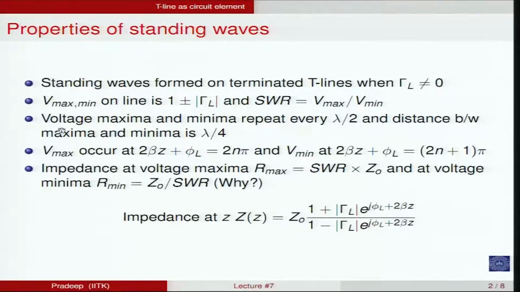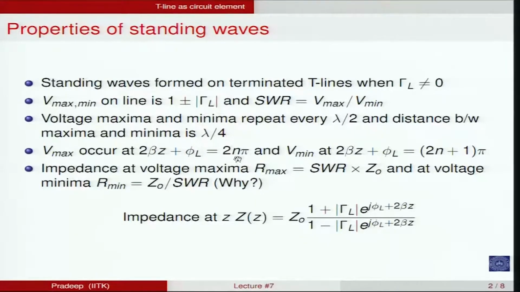We also saw that on a transmission line there are voltage maxima and minima, and these maxima or minima repeat every lambda by 2. The distance between a maxima and a minima, whether you are considering an open circuited load, short circuited load, or gamma L not equal to 1, is always lambda by 4, where lambda is the operating wavelength related to frequency. The maximum magnitude will occur whenever the phase term goes to n pi. So you have 2 beta z plus phi L equals n pi.